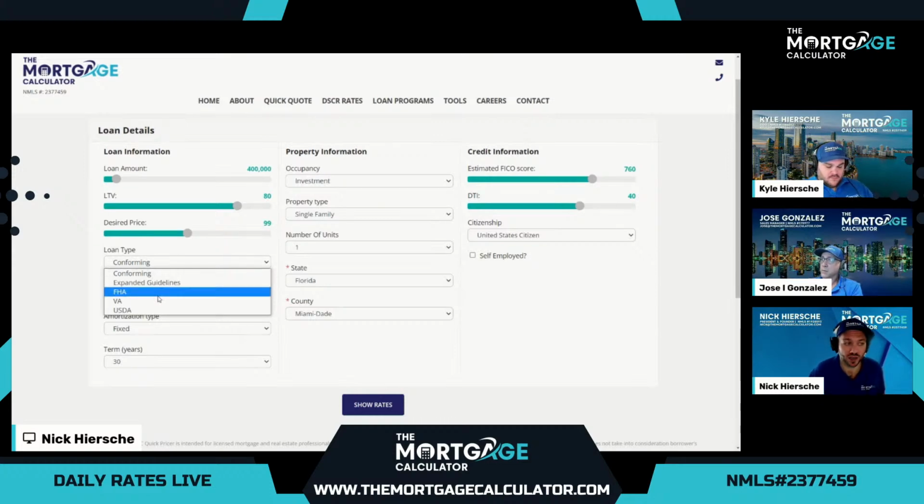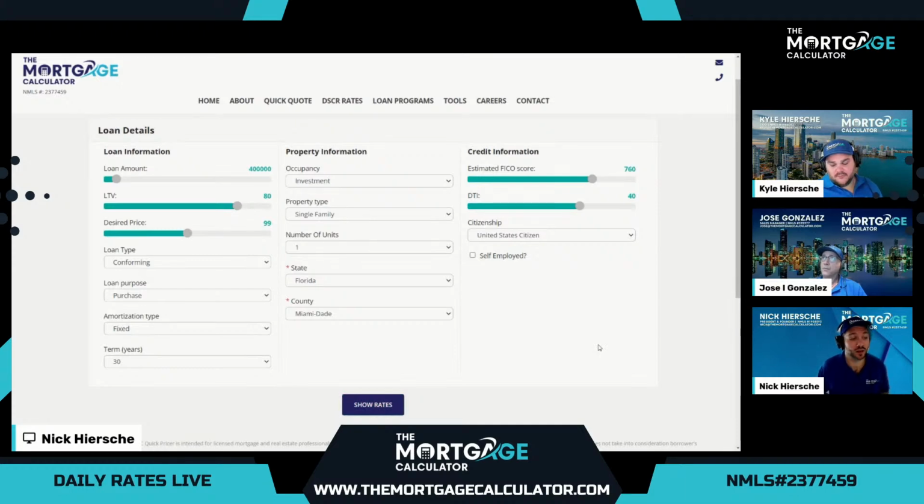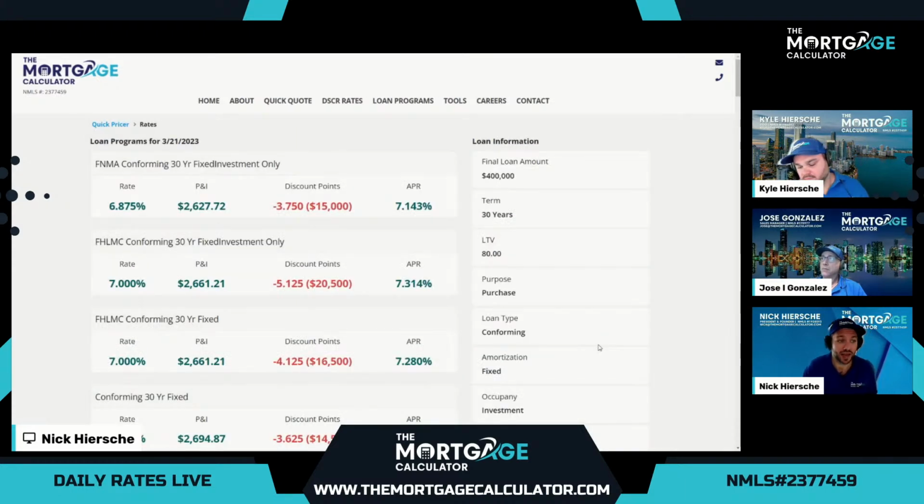Remember, investment properties are not eligible for FHA, VA, or USDA. So very simple, we'll compare these 2 options. Start with conforming, keep everything else the same as we had before. And let's check out our investment property rates this morning. Remember, our conventional programs have added additional costs to these investment properties.